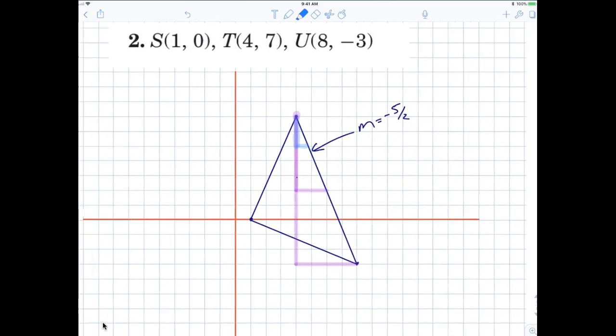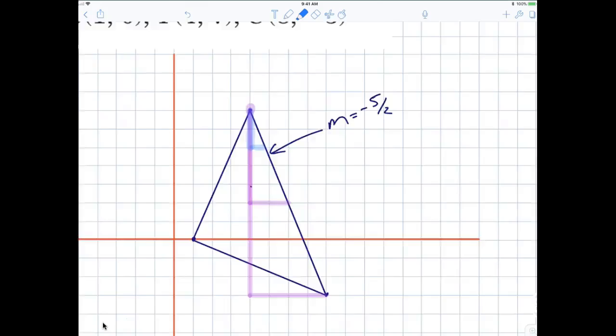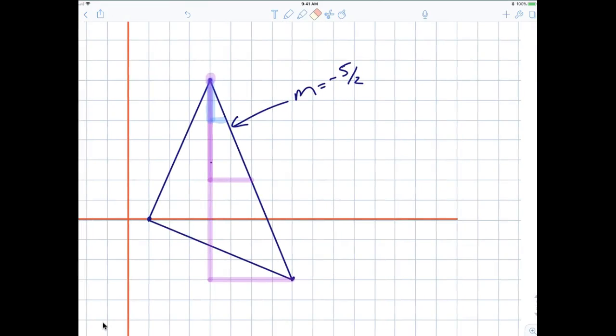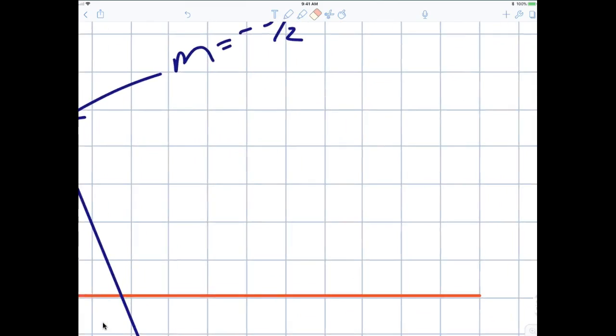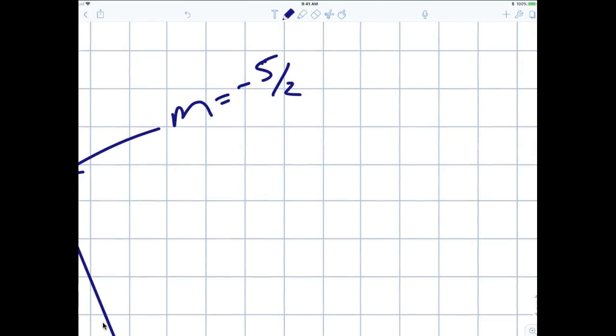Okay? So now that we have that information, what I want to do now is find the slope of the perpendicular. The slope of the perpendicular would just be what? So I write down slope of the perpendicular is 2/5.